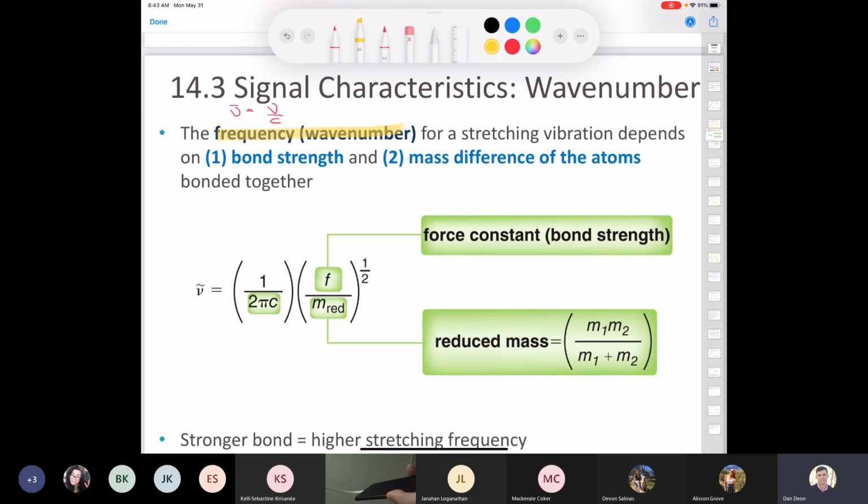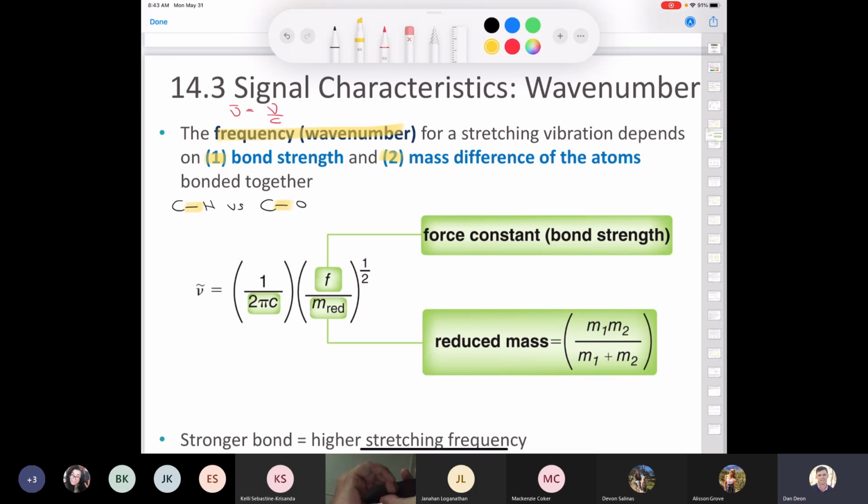Remember earlier on, I showed you that if you have a carbon-hydrogen bond versus a carbon-oxygen bond, the energy gap here was really big and the energy gap here was smaller? Why is that? It depends on two things: the bond strength, so the actual strength of the sigma bond between the carbon and the hydrogen versus the carbon and the oxygen, and the mass difference between the atoms.